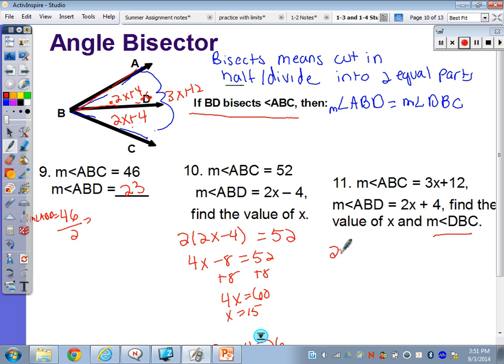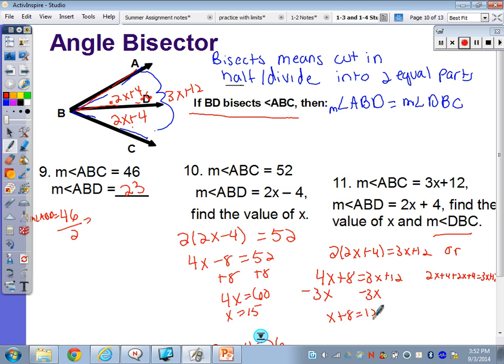So you could write it as 2 times 2x plus 4 is equal to 3x plus 12. Or you could just do 2x plus 4 plus 2x plus 4 is equal to 3x plus 12. And so if I do this one on the left first, I distribute the 2. So I get 4x plus 8 is equal to 3x plus 12. I'm going to move the smaller x to the other side to get the x's on the same side. And then I'm going to subtract 8, and I get x to be 4.